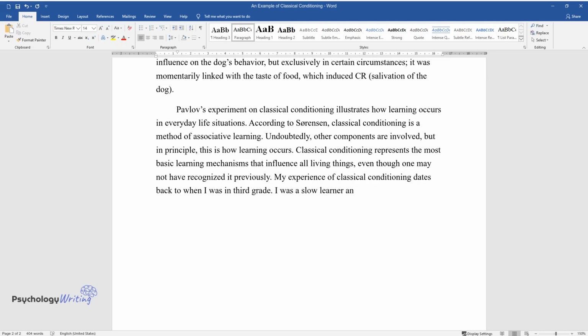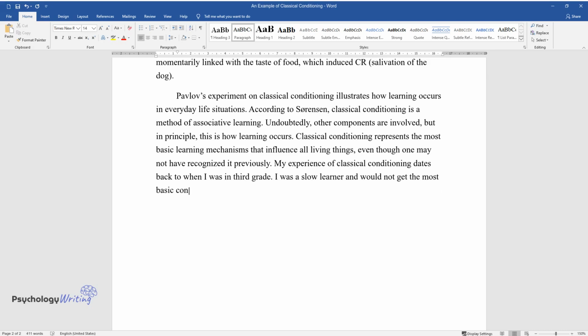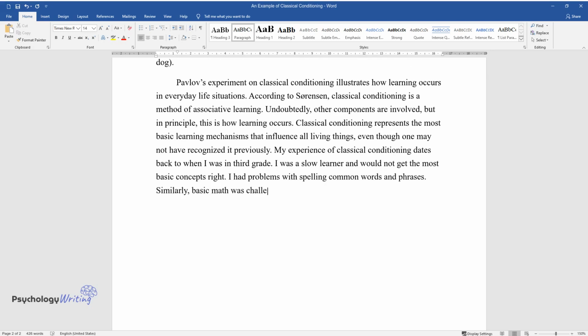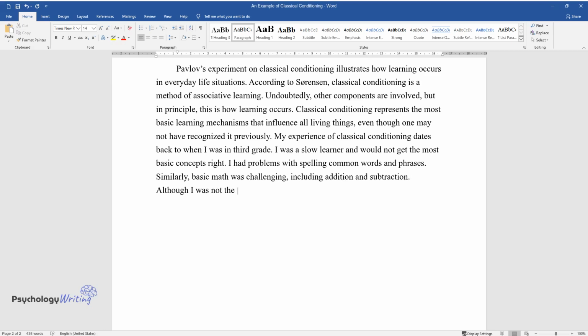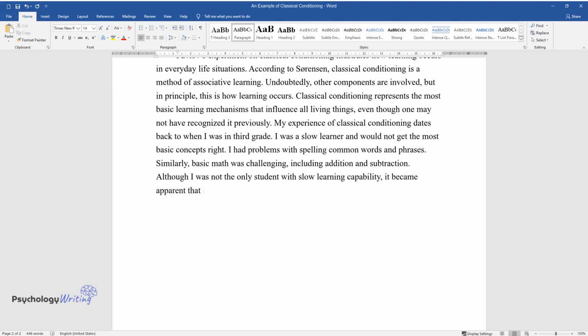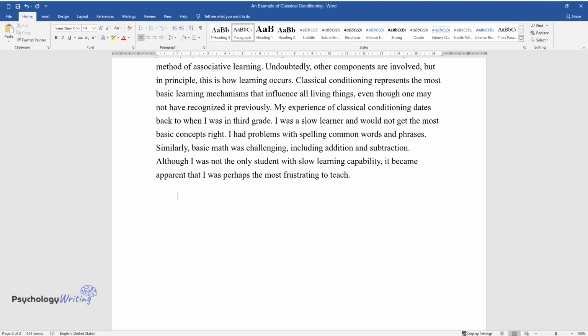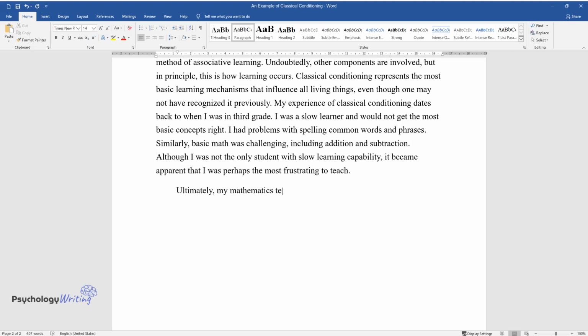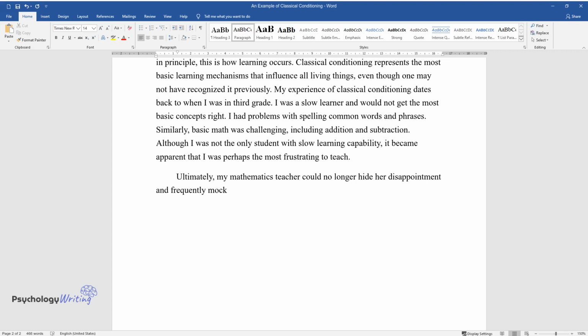I was a slow learner and would not get the most basic concepts right. I had problems with spelling common words and phrases. Similarly, basic math was challenging, including addition and subtraction. Although I was not the only student with slow learning capability, it became apparent that I was perhaps the most frustrating to teach. Ultimately, my mathematics teacher could no longer hide her disappointment and frequently mocked me in class.